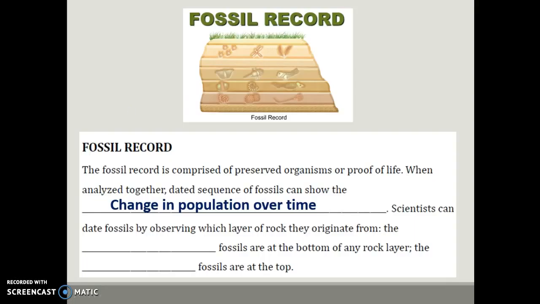Scientists can date fossils by observing which layer of rock they originated from. The oldest fossils, like I mentioned, are at the bottom, and the newest fossils are going to be at the top.